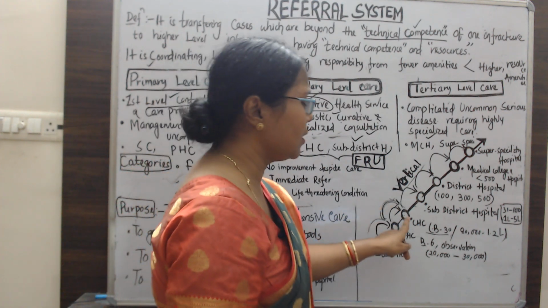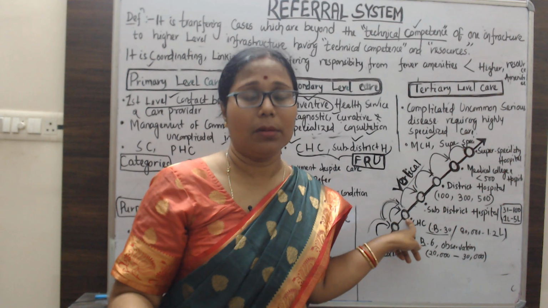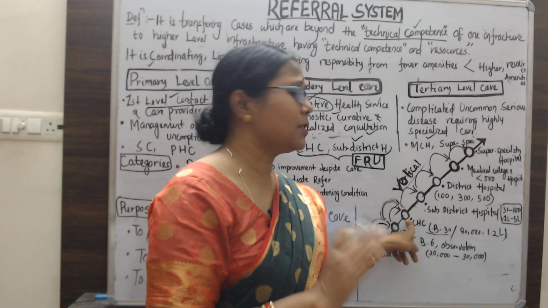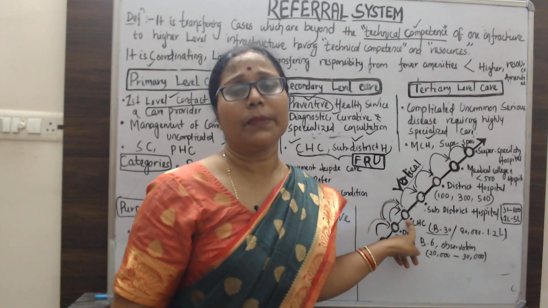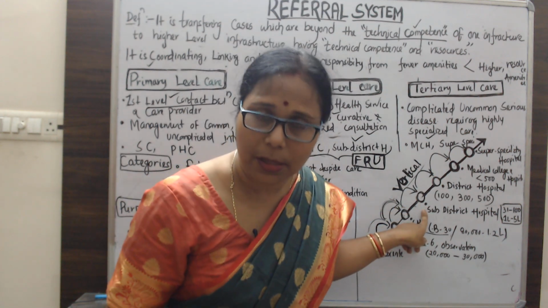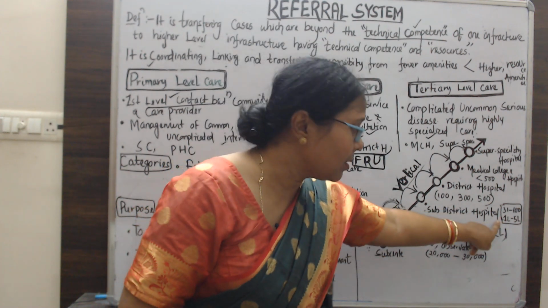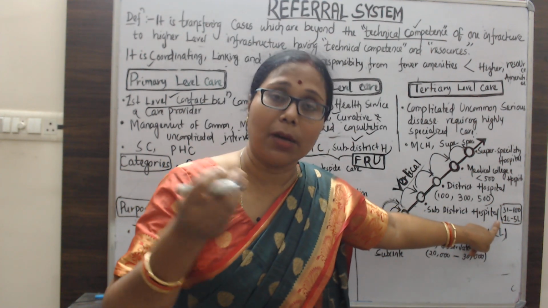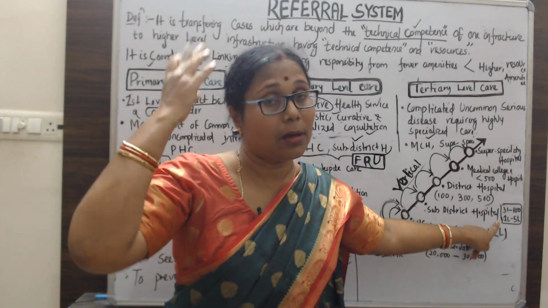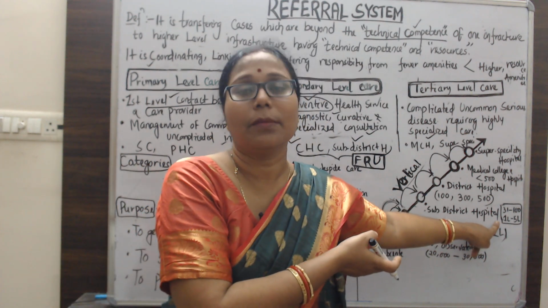Suppose in the community health center the patient requires many more health services, or the patient is not satisfied with the treatment at this level, then they will be transferred to the sub-district hospital. Sub-district hospitals are also called taluk hospitals, and they serve 1 lakh to 5 lakh population. The bed range is from 31 to 100 bedded hospitals at the sub-district level.